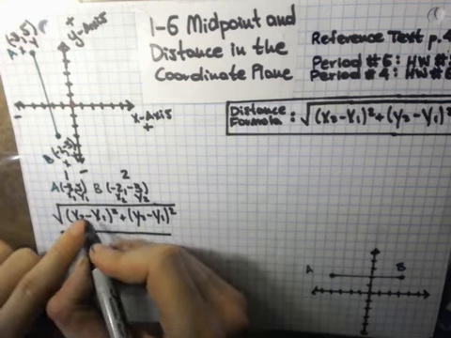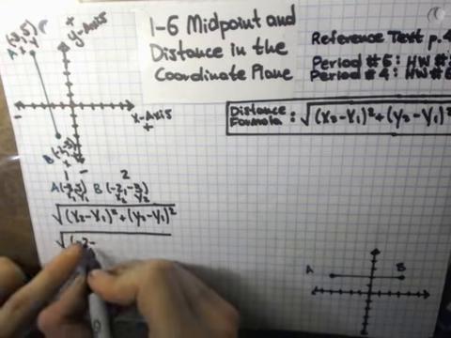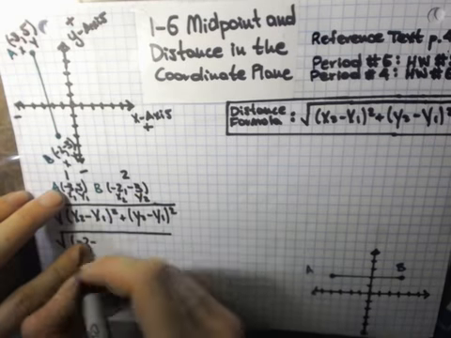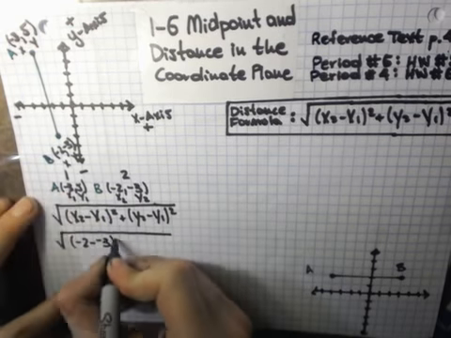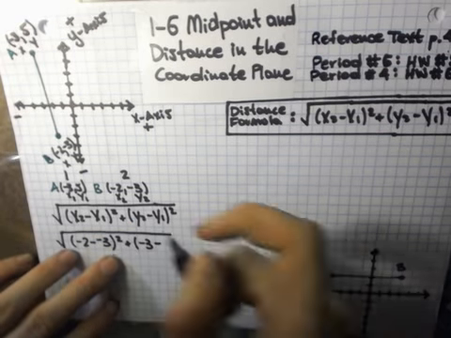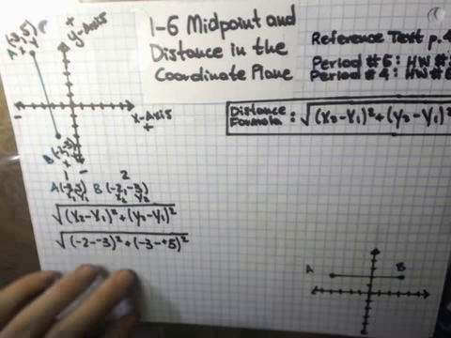So know that this minus is independent of the minus that is inside this number here. So we have to conclude the minus right there. Then it's minus negative 3 squared. And then we have y sub 2, which is minus 3, minus y sub 1, which is positive 5. That quantity squared.